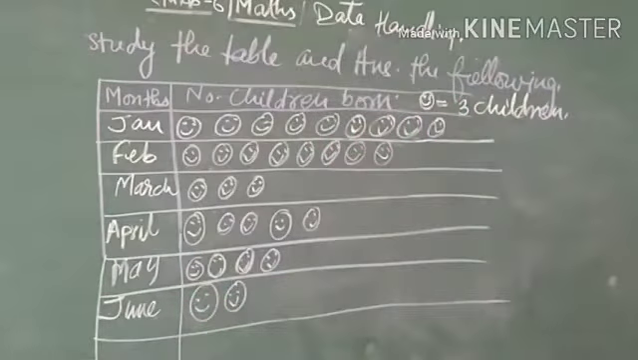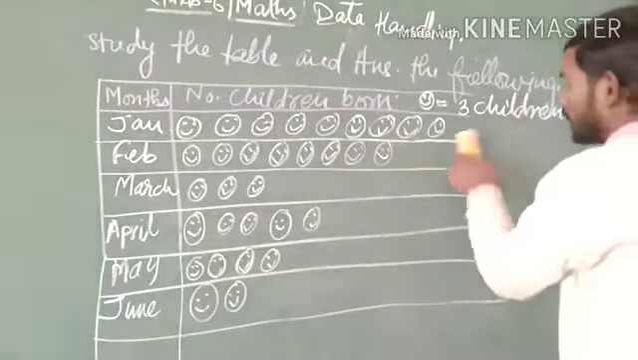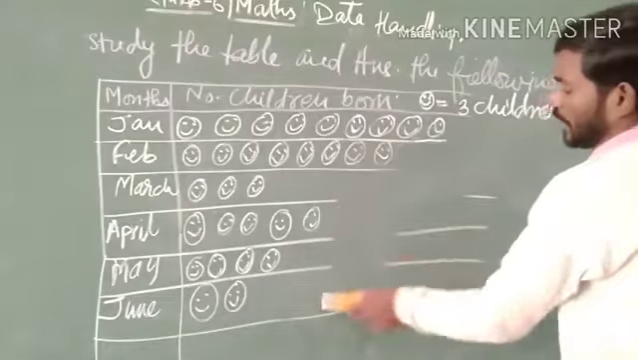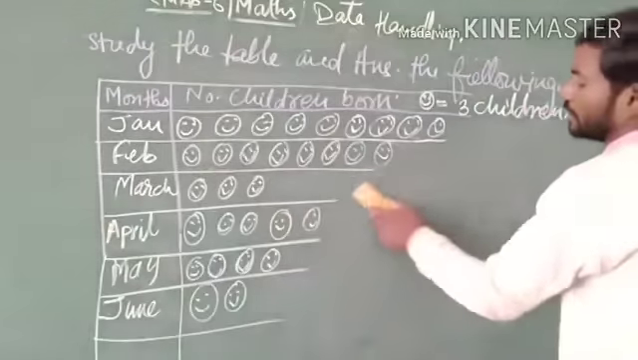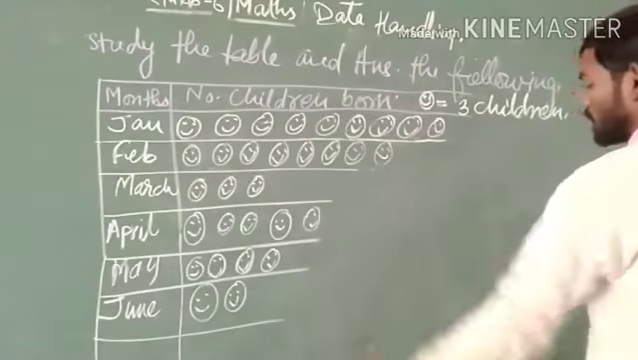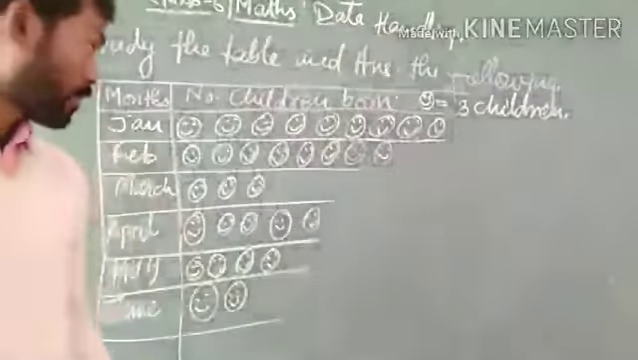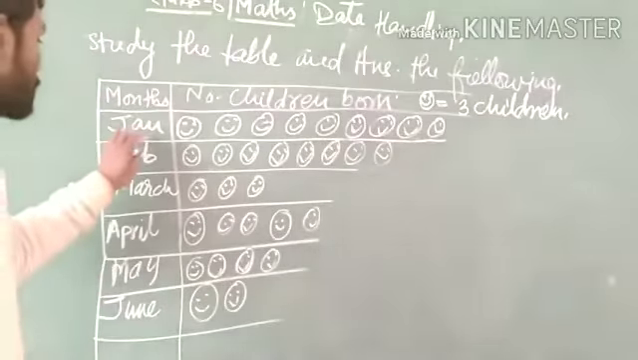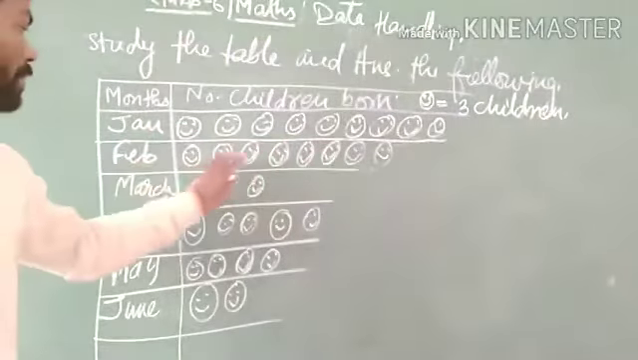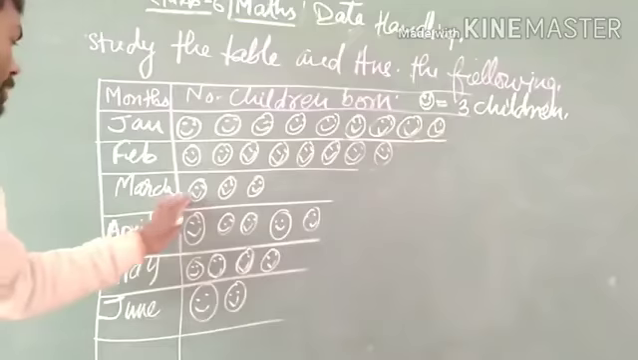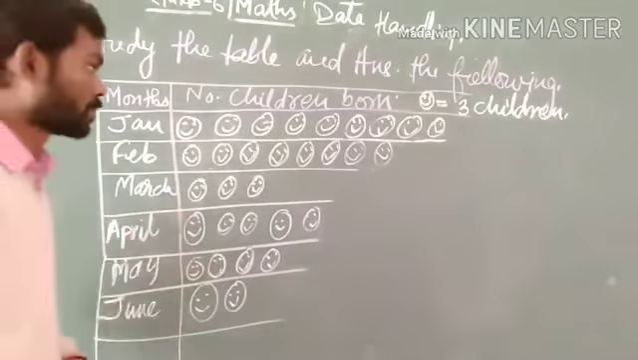Okay, so this is the given table, and we have to answer the following questions. I am using this extra space because we need some more room to solve the questions. Now here in the figure, in January there are 9 smileys, in February there are 8 smileys, and in March, April, May and June there are 3, 5, 4, and 2.